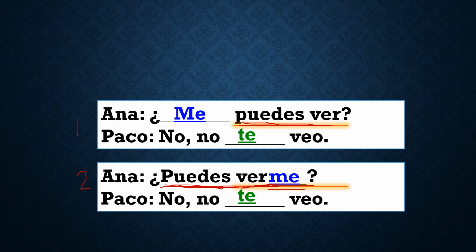Now here, what Paco says, no te veo, that's our only option. We can only put te before the verb. Why? Because it's only one verb. Okay, so we only have this option of putting it before or after only when we have two verbs working together as a verb phrase. ¿Me puedes ver? No, no te veo. O ¿puedes verme? It's basically saying the same thing.